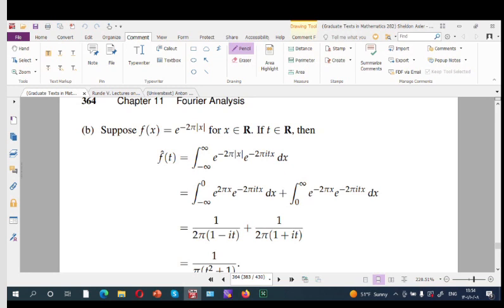If x is negative, the absolute value of x is minus x, so that this is equal to e to the power of 2 pi x, that must be multiplied by this. And if x is positive, this is equal to x.